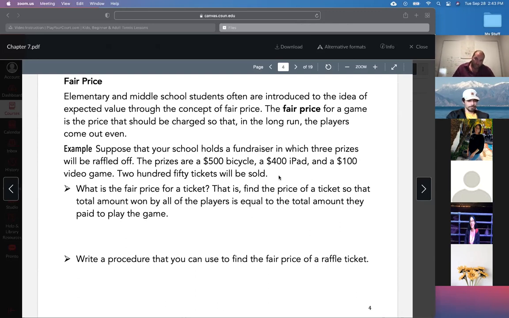All right. So now, fair price. The fair price for a game is the price that should be charged so that in the long run, the players come out even. If the casinos always charged a fair price, what would happen to the casinos? There would be no casinos because they'd make nothing. Yes, they would make nothing. So there'd be no advantage to owning a casino, to running a casino.